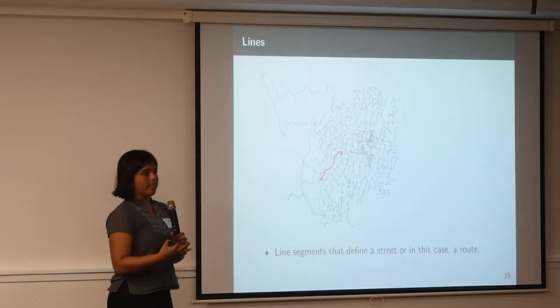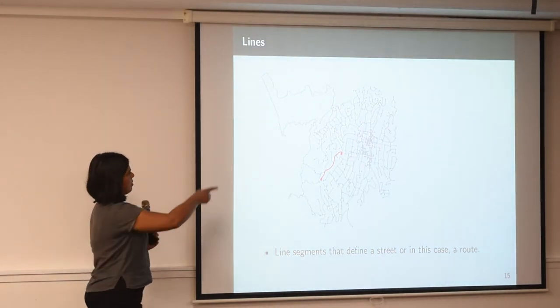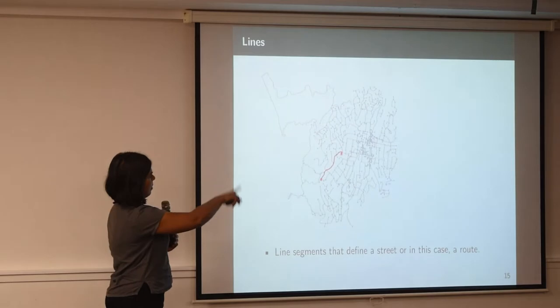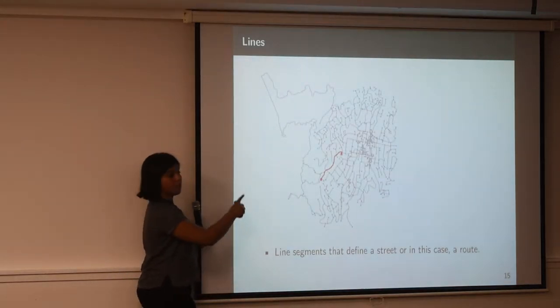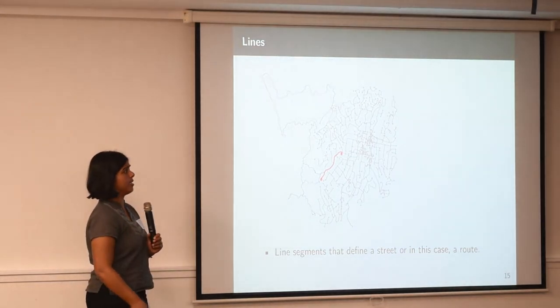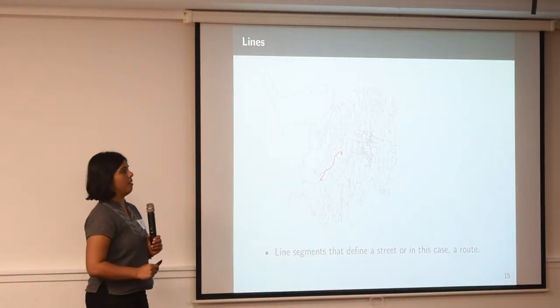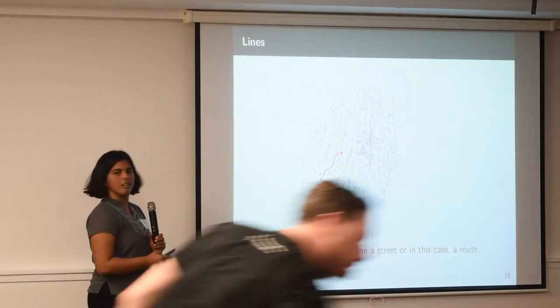Then you have a line segment. That's a sort of next level up in terms of spatial geometry. So this is a little section in Johnsonville. It's a map, and this sort of red line here is a route between two points, and that's a line geometry. You can also have lines that define streets. You can have lines that can draw any sort of arbitrary spatial route.